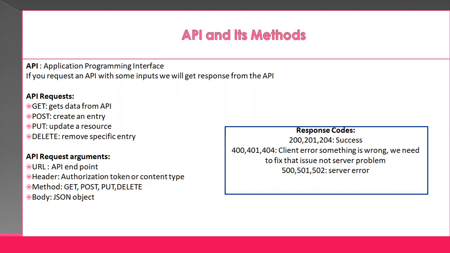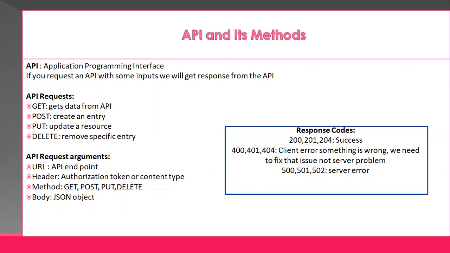Moving on to a put, basically if there is an existing record, and you want to update that existing record, you need to use this put method. And finally, delete is a method which is precisely used if you want to remove that complete entry from that particular application. Fine. These are the four requests.